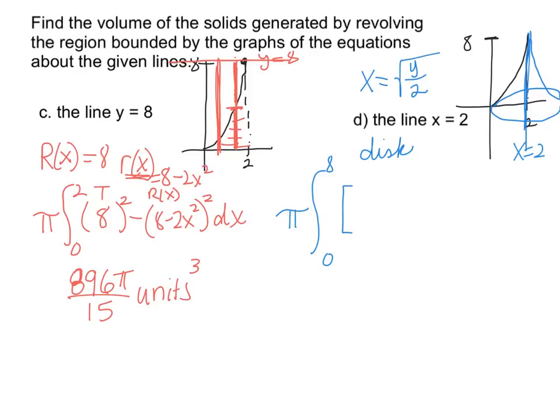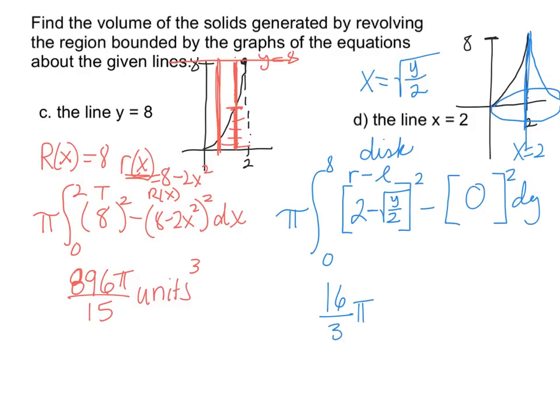All right, so we have the outer radius squared minus the inner radius squared dy. Now, the inner radius is going to be 0 because it's a disk, not a washer. There's no hole in it, so there's nothing to do there. And then what we want to do here is right minus left. So the right is 2 minus the left, which is y over 2. When you go to figure that, you could use your calculator. I ended up with 16 over 3 pi units cubed.